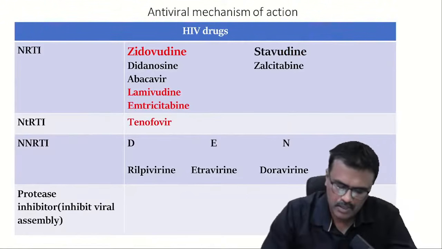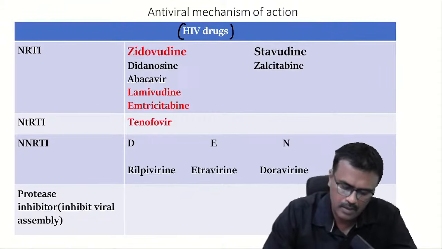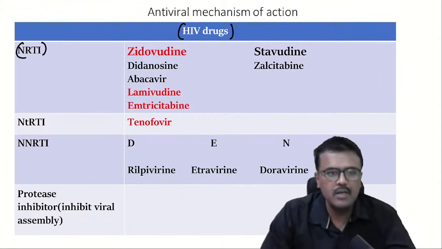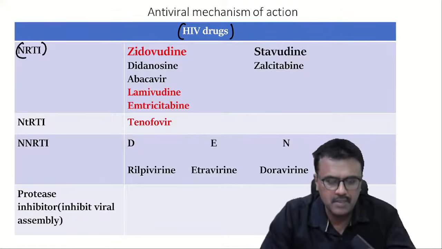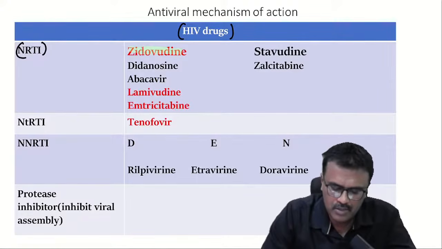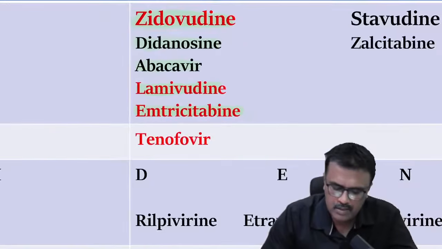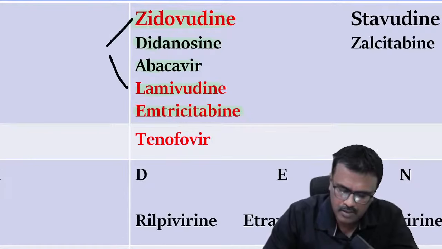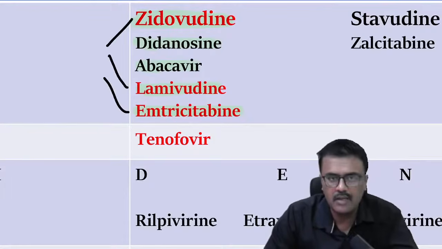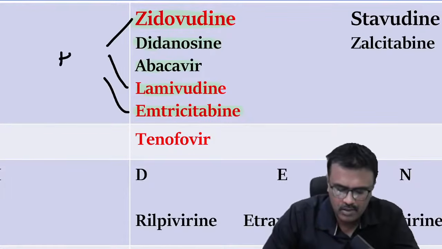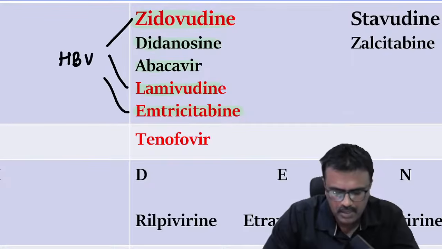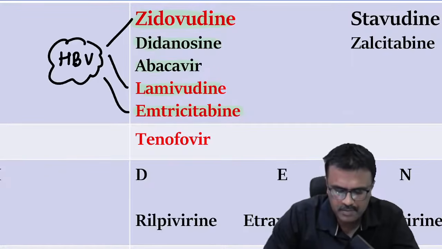Coming to the other drugs which are older, NRTI, nucleoside reverse transcriptase inhibitor. The first HIV drugs: zidovudine, didanosine, abacavir, lamivudine, emtricitabine. Now I mark these 3 drugs in red. What is the specialty of marking these three in red? These three are also useful for managing hepatitis B virus.